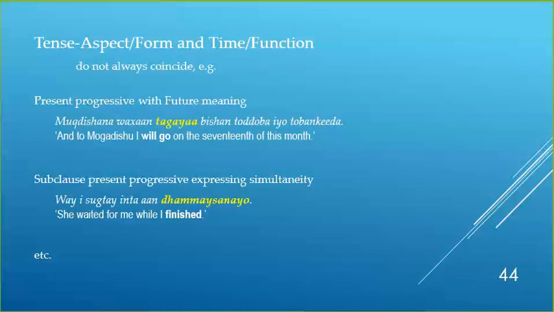But before doing that, I want to also point out that there is not always a one-to-one relation between tense aspect forms and time, real time and function. So we find present progressive often used with future meaning. We find subclause present progressive expressing simultaneity. So if we compare with an English or Swedish translation, we'll find simultaneity expressed by a past tense form in the subclause, whereas in Somali we'll have a present tense verb. So that's one side of the coin that would have to be, of course, treated in great detail in a grammatical description of the Somali verb forms. But that's not really the most relevant to what I want to talk about today.